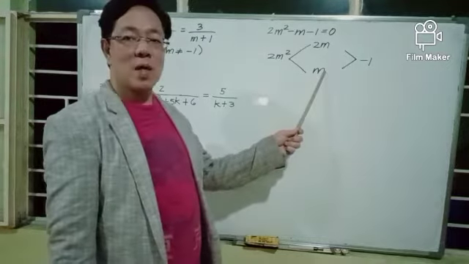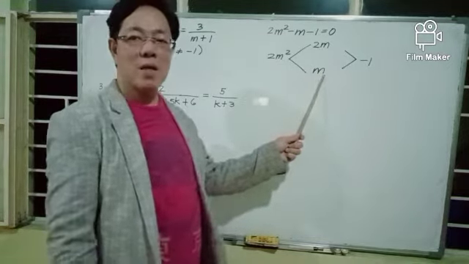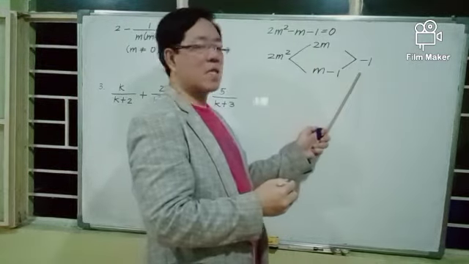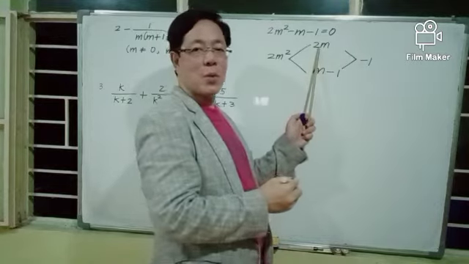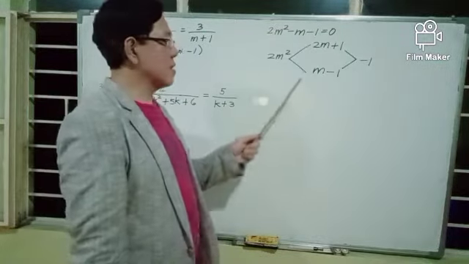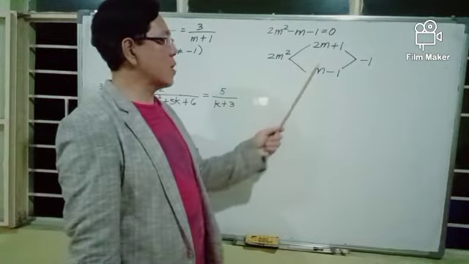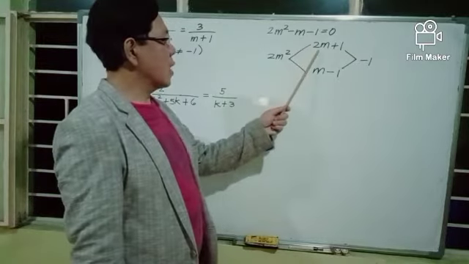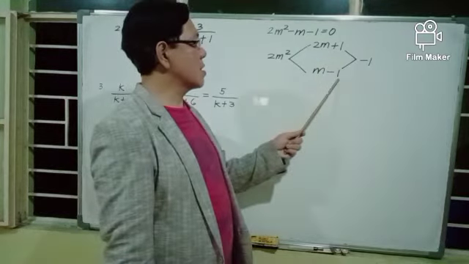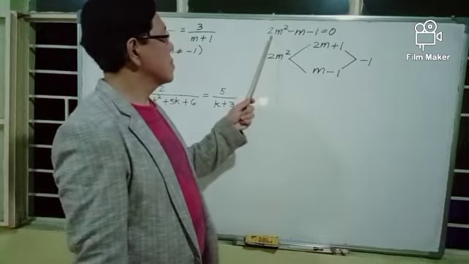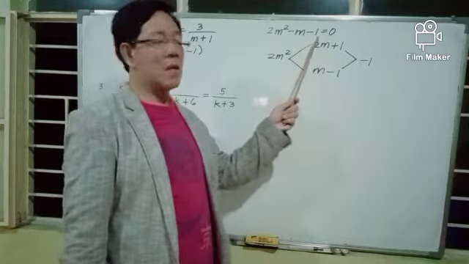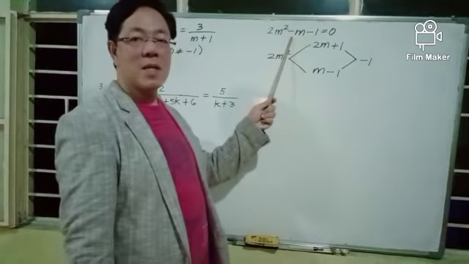I will write -1 here. I will write m minus 1. And so the other factor of -1, +1, will be added to 2m. Now you check if these are the factors, 2m plus 1 and m minus 1. 2m times m is 2m squared. +1 times -1 is -1. So we get the first and the last terms of the trinomial. Now we check if we will get the middle term.